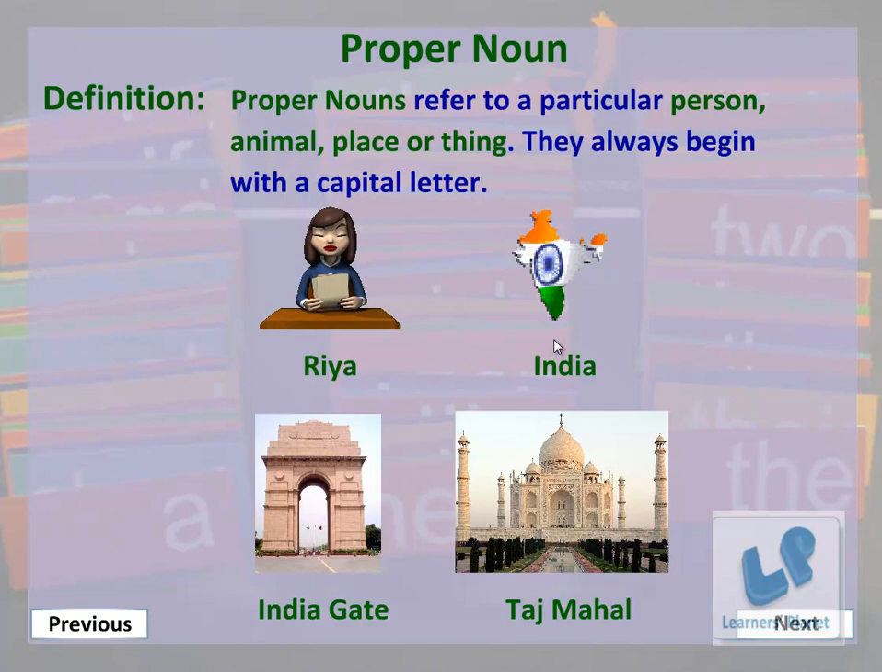India is the name of a place. That's why it's a proper noun. Similarly, India Gate and Taj Mahal are also names of places. That's why they are proper nouns. Other examples can be tiger, lion, United Kingdom, America, etc.